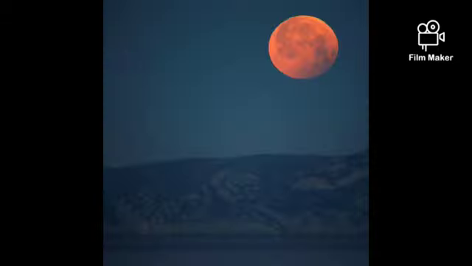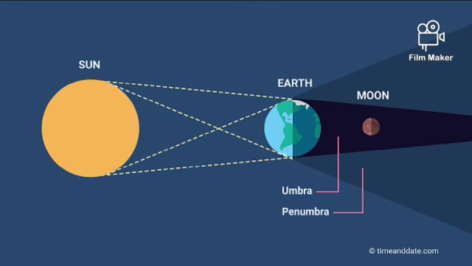Moving on to the second part. What is a lunar eclipse? A lunar eclipse is when the sun, earth and moon are arranged in a straight line. It is a lot like a solar eclipse, but the only difference is that the earth and moon switch spots.